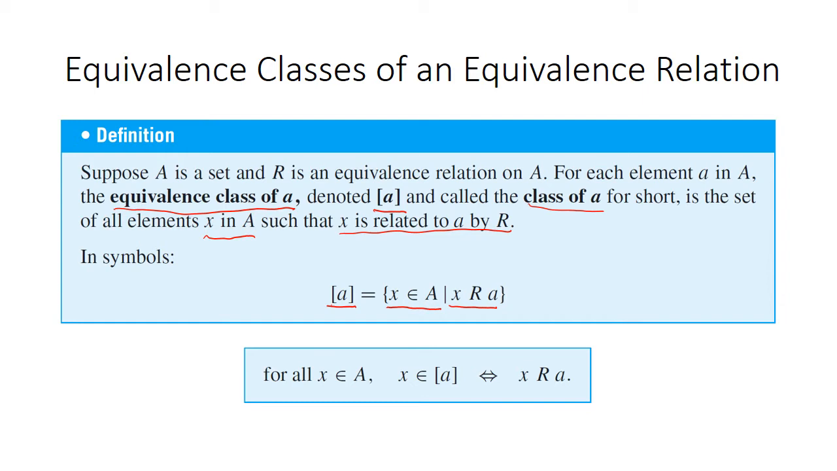And if you just want to shorten that up, you can say for all x in A, x is an element of bracket a if and only if x is related to a. So if you find that x is related to a, then x must be in the equivalence class of a, or in bracket a. And if you find that x is in bracket a, then that means that x is related to a. And of course, since we're talking about an equivalence relation, this is symmetric, so you would also be able to say that a is related to x, if you like.